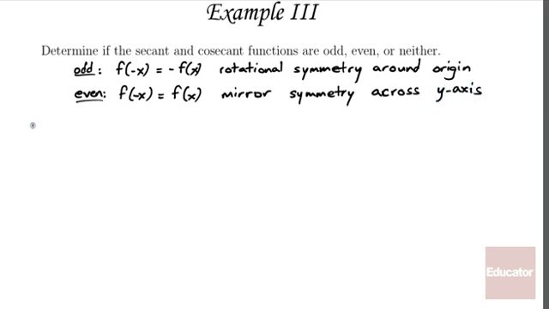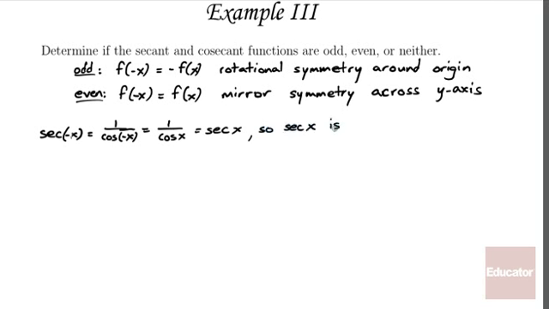Now let's look at secant of x. Actually, we have to look at secant of negative x to check whether it's odd or even. So secant of negative x, secant, remember, is 1 over cosine. 1 over cosine of negative x. Cosine's an even function, so this is just 1 over cosine of x, which is secant of x again. So secant x is even.